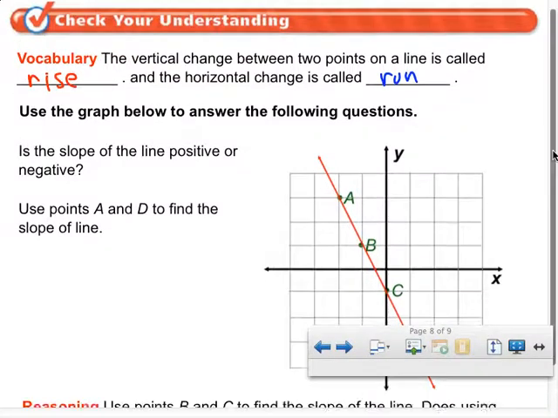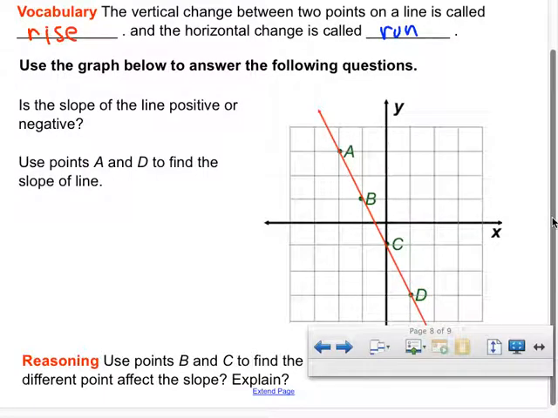Use the graph below to answer the following questions. Is the slope of the line positive or negative? Nice. As x increases, my y's decrease. Okay, that's a negative slope. So the answer is negative.